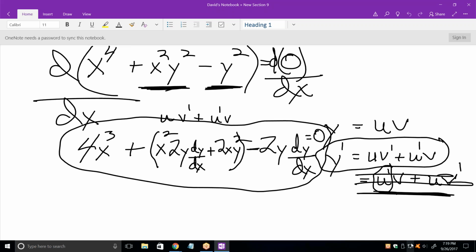I'm still a little confused, so I don't know. Well, this is just an algebra problem at this point. In other words, we have an equation here, and we're trying to solve for dy/dx. We're going to gather all like terms that have a dy/dx in them on the left side of the equation.